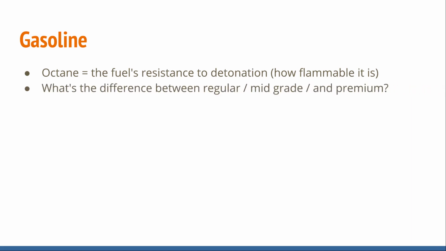So you go to the gas pump, you see regular, mid-grade, and premium. What exactly is the difference? Guess what? Here's a big surprise that most people don't know. Higher octane burns slower. It's actually less flammable. Yeah, true story. So your premium gas is actually less flammable.